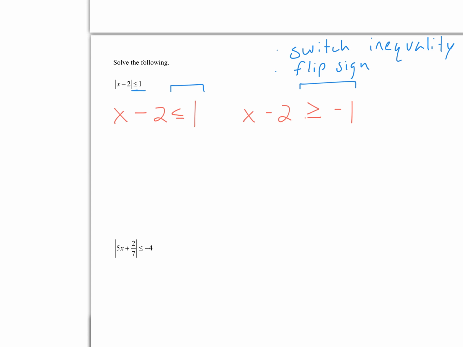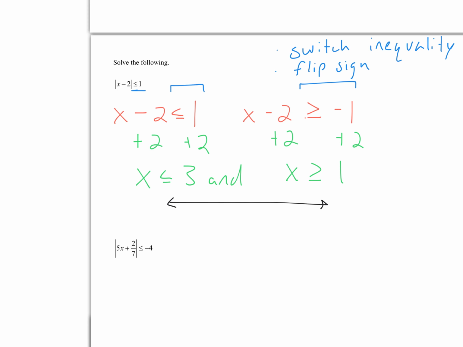So I'm going to solve these separately and say, okay, let's add 2. X is less than or equal to 3. And let's solve the other one by adding 2. X is greater than or equal to 1. So our solutions fall when the value is less than or equal to 3, greater than or equal to 1. If I put that on a number line, 0, 1, and 3. So it has to be less than 3, going this way, but also greater than or equal to 1. Include those values. So that means my interval notation would be from 1 to 3.